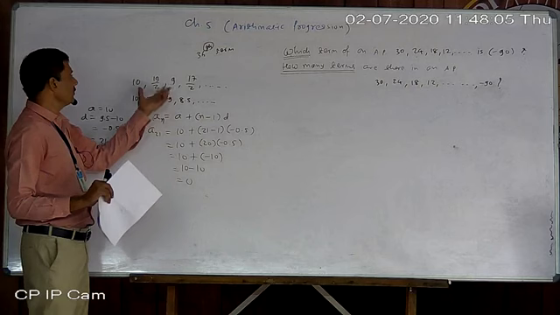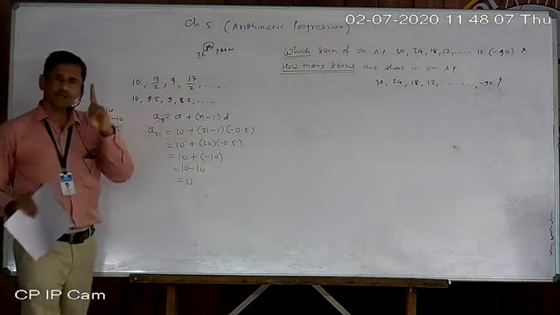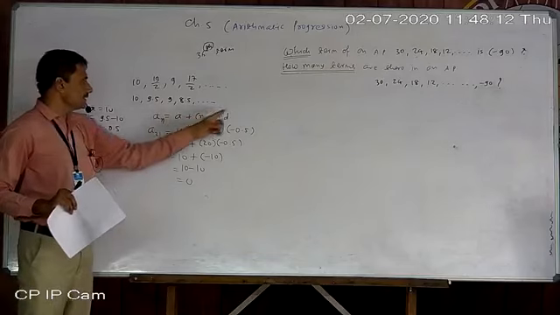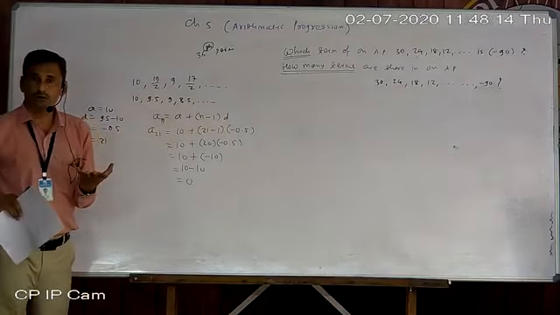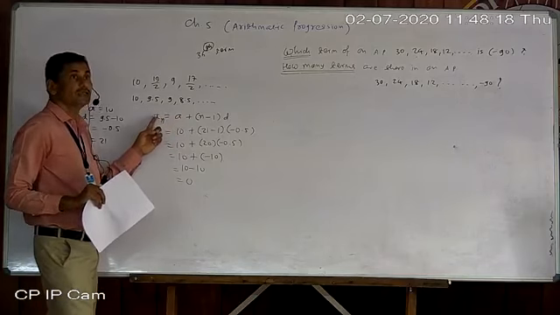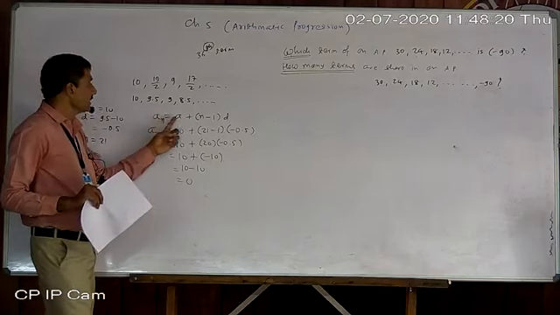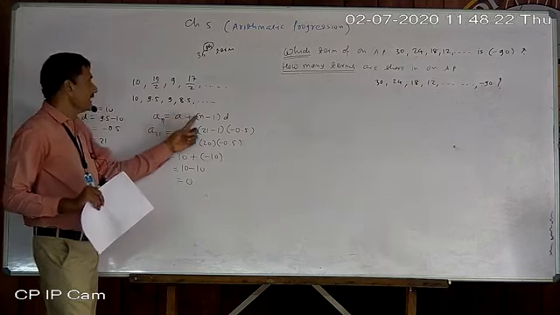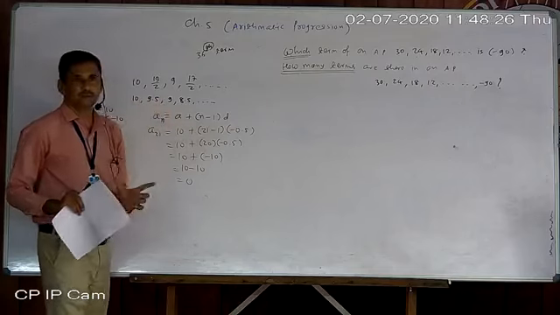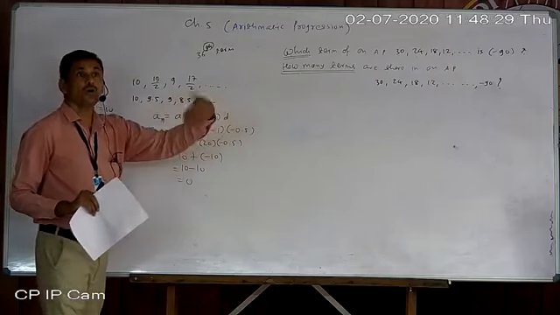Now, what is the formula? So far only one formula we used. That is AN is equal to A plus N minus 1 D. What does that symbol suggest? AN suggests the nth term's value. A means first term. N means the number of that term, and D means the difference, what is being added to go ahead.